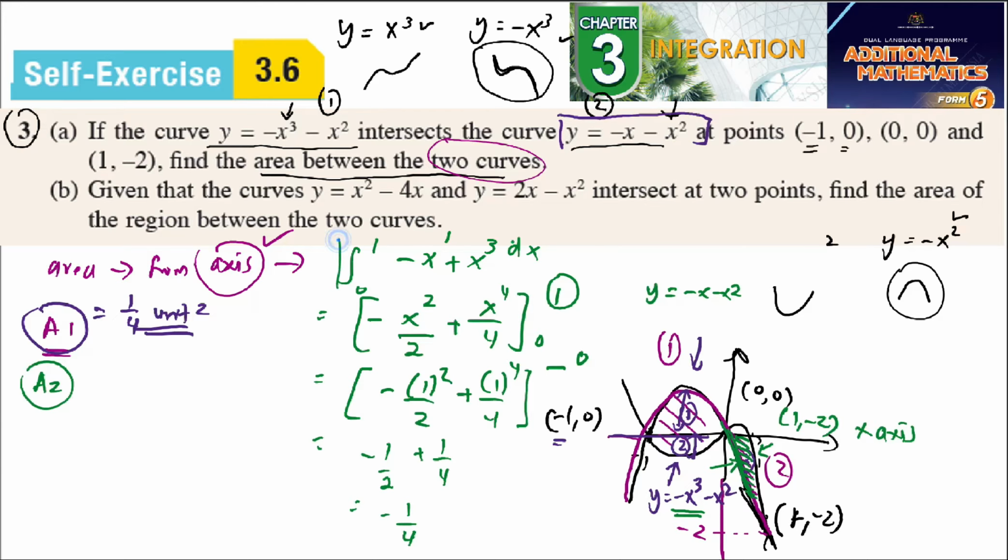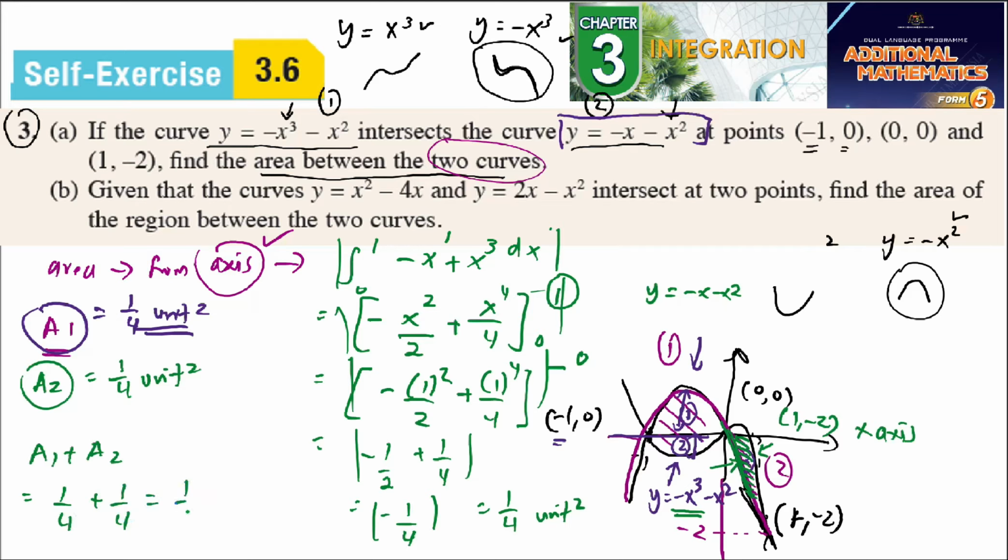So the area is actually area 1 plus area 2. So here we get 1 over 4 plus 1 over 4. We are supposed to get 1 over 2 unit square.